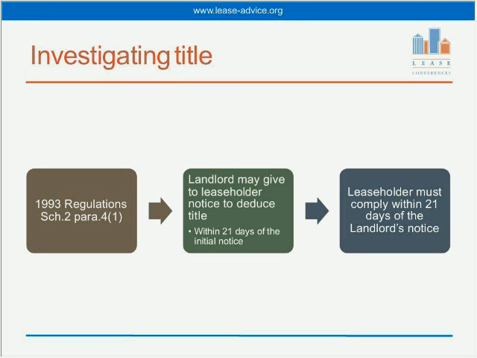What I would add is this: it differs from collective enfranchisement, where there's a similar formal deduction of title process with 21 days twice. Where it differs with collective enfranchisement, if the leaseholder doesn't comply within 21 days of the landlord's notice, there's a deemed withdrawal, and they've got to wait 12 months and pay the landlord's abortive professional fees. That's on a collective enfranchisement. There isn't that sanction and consequence with a deduction of title notice for lease extensions if the leaseholder doesn't comply within 21 days. But it should still be treated seriously.